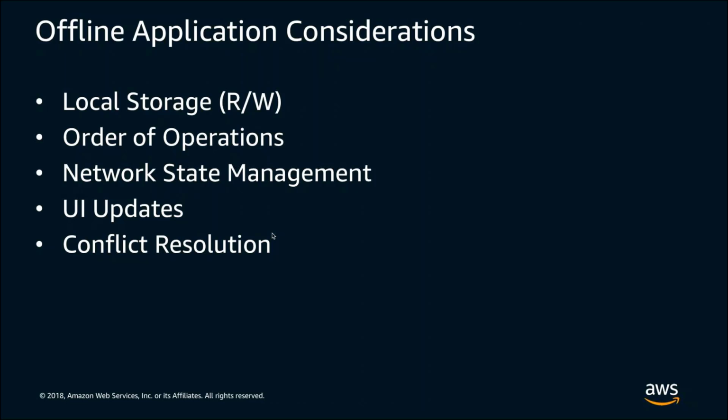Network state management is also crucial. So let's say that I am working on an app that is online, and suddenly I transition to an offline state because of loss of network. You want to handle that transition gracefully so that the user's app does not crash or doesn't lead to a poor experience while using your app. Another important factor for offline consideration is UI updates, and specifically optimistic UI updates. So let's say that you're allowing offline mutations.